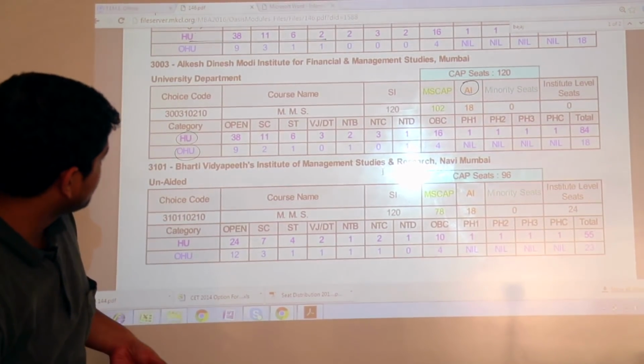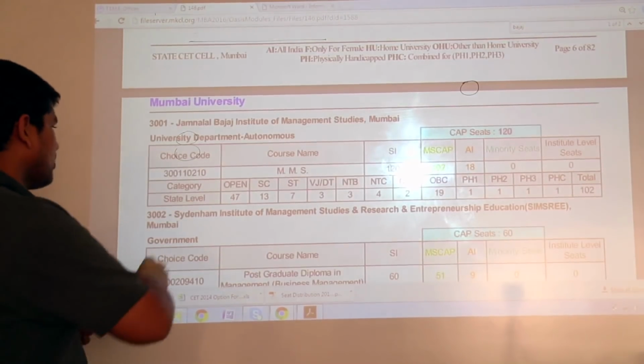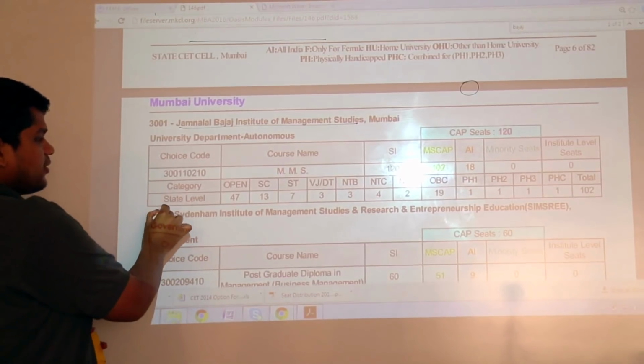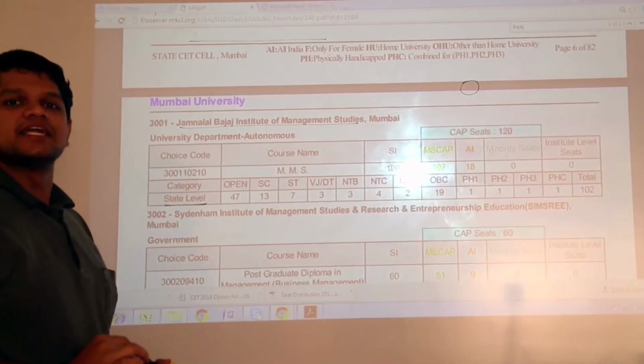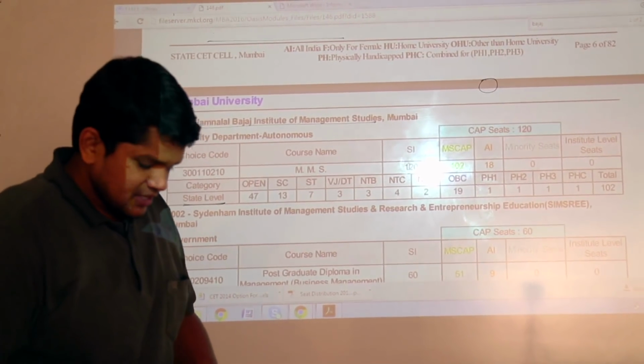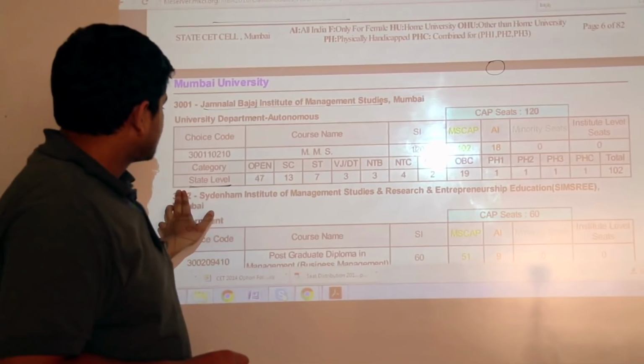Fine. Again coming back to JB, as Jamnalal Bajaj is now no longer affiliated to the Mumbai University, it only has one category of seats, that is state level seats. It will not have Mumbai HU and OHU seats. So that was one of the major differences this year.